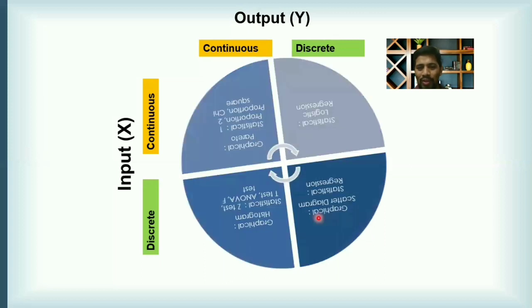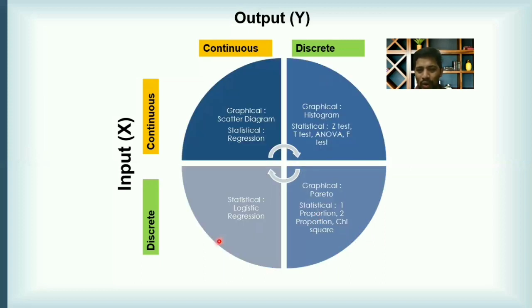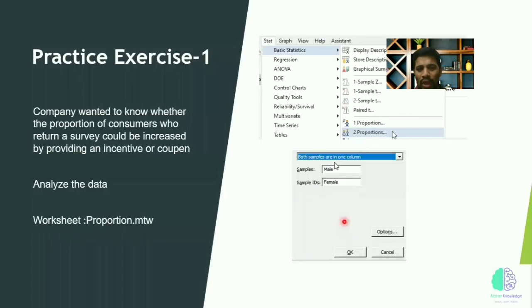I hope you got this. So now in this one, we're going to talk about discrete: our x is discrete and y is discrete. We're going to talk more specifically about chi-square. To do that, I picked two examples. One is practice exercise number one: a company wanted to know whether the proportion of consumers who return a survey could be increased by providing an incentive, a coupon, or any form of incentive.